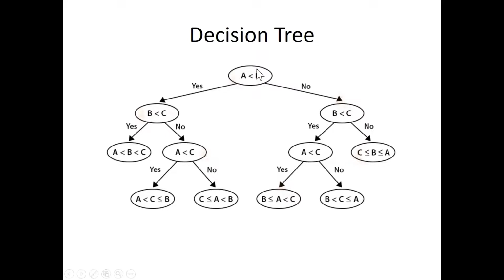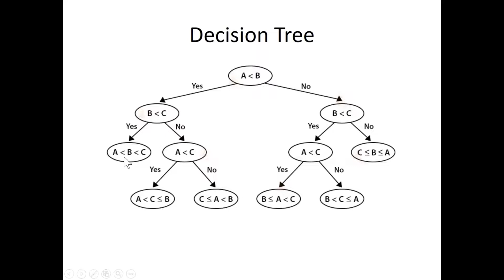So a decision tree is a tree with nodes, and for each node we have a question. The question is equivalent to a rule antecedent. Is attribute A less than B? If yes, we go on the left side. Is B less than C? And so on. So we have the root and we have leaves. When we reach a leaf, we perform a classification.